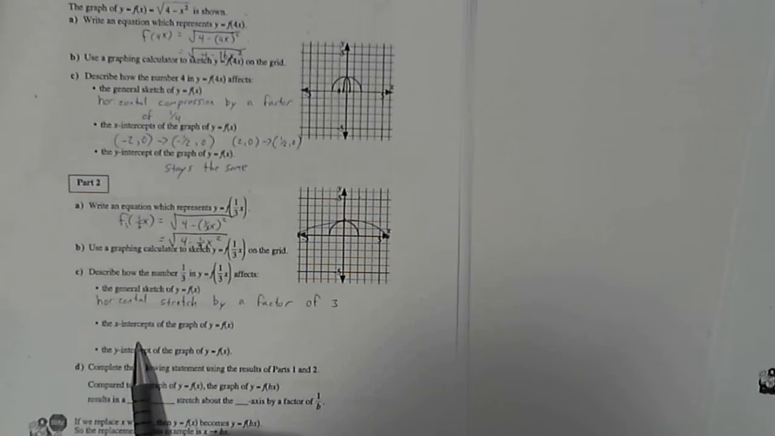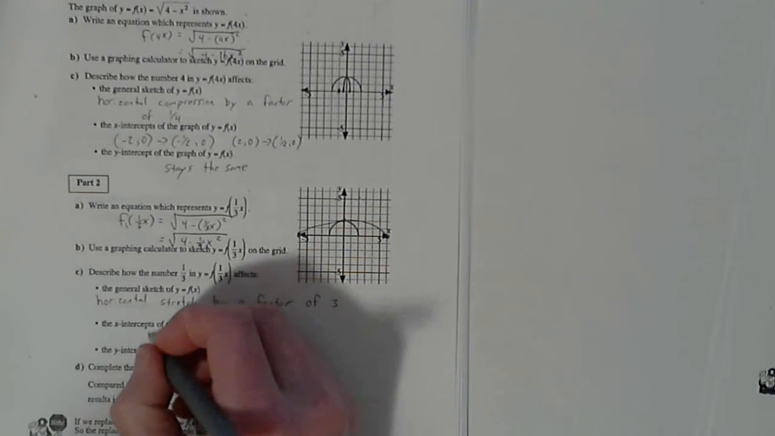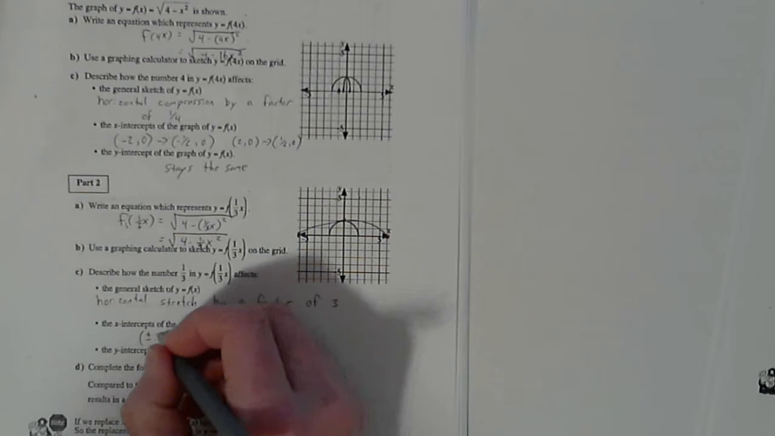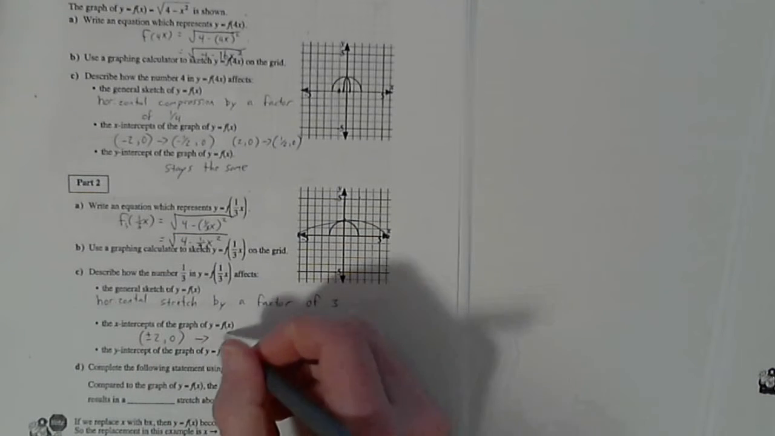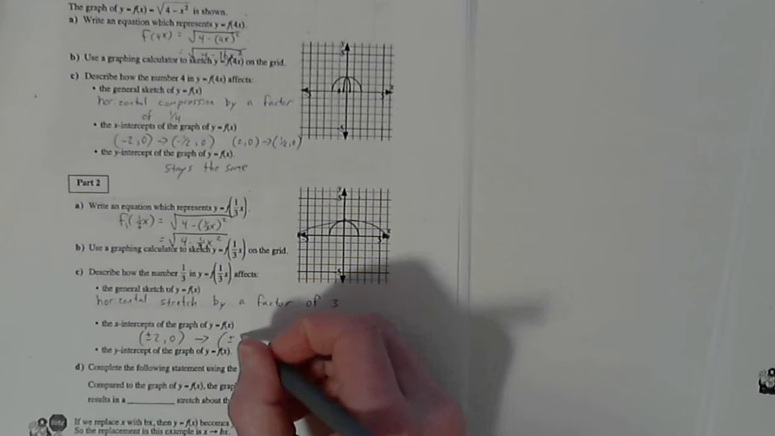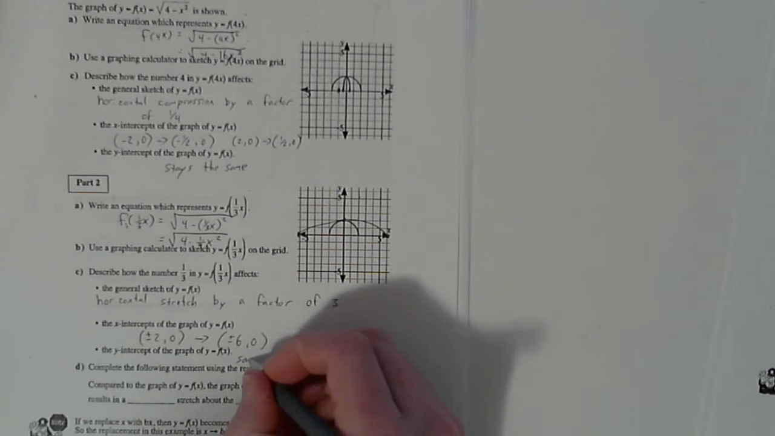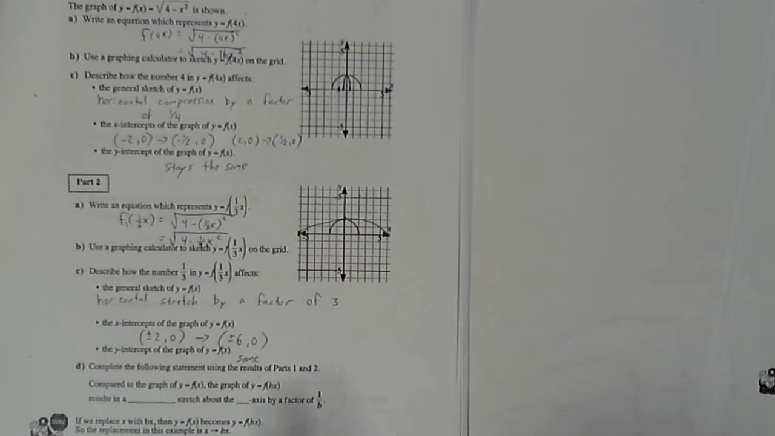What happens to the x-intercepts? They go from plus and minus 2, 0 to plus and minus 6, 0. They'd be multiplied by 3. Complete the following. What happens to the y-intercept? Same. It's the same as in the original function, not multiplied by 3.